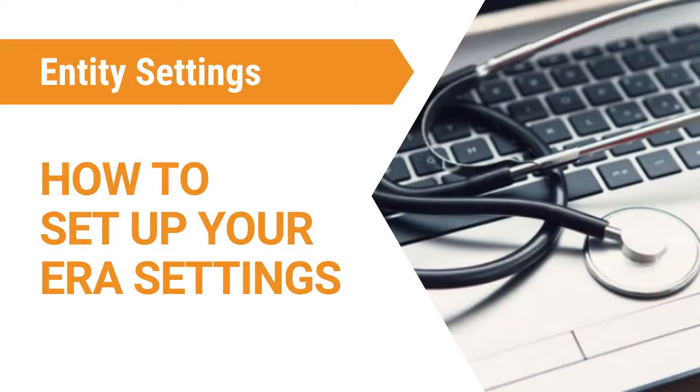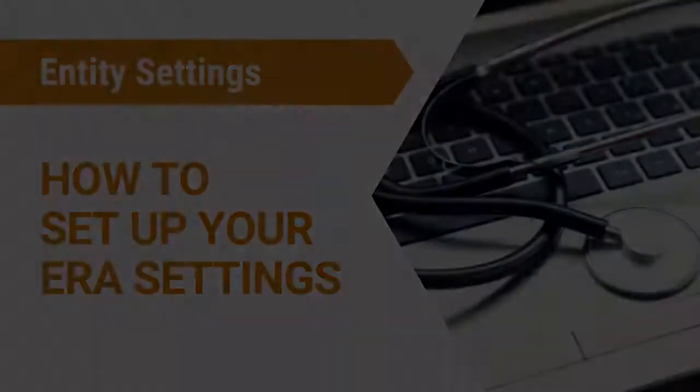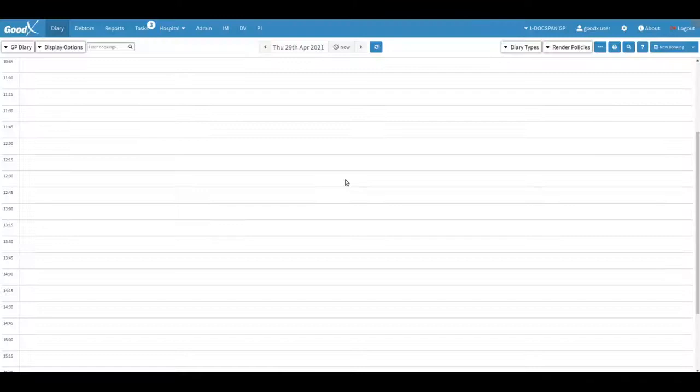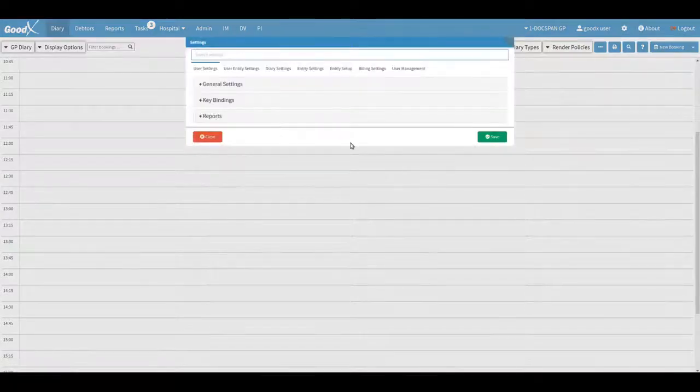The goal of this video is to show you how to set up your ERA settings. To access the settings, from the diary screen, click on the Settings button in the top right corner. On the Settings screen, click on the Entity Settings tab.